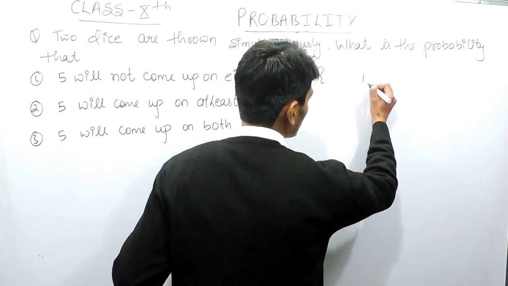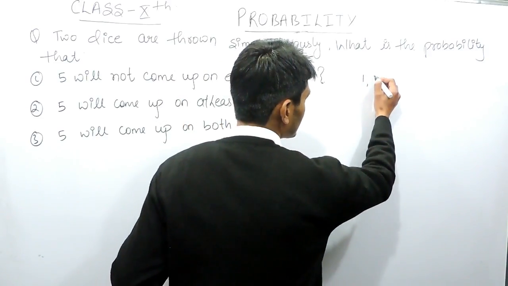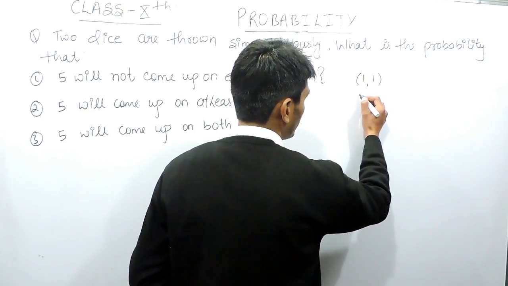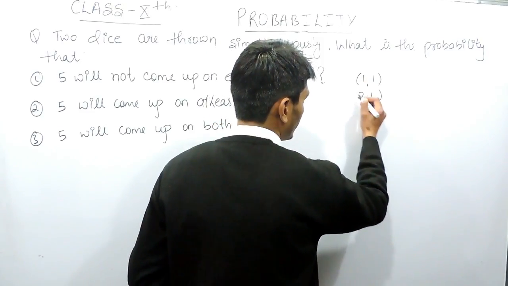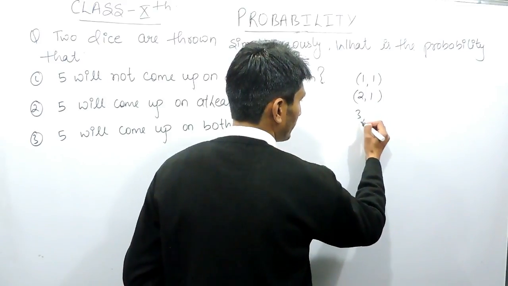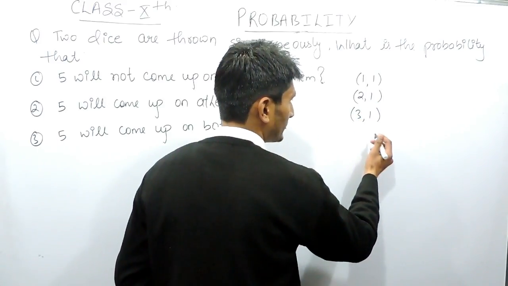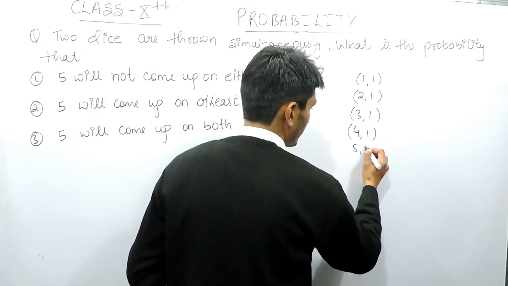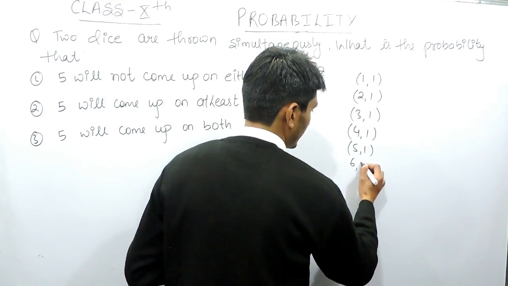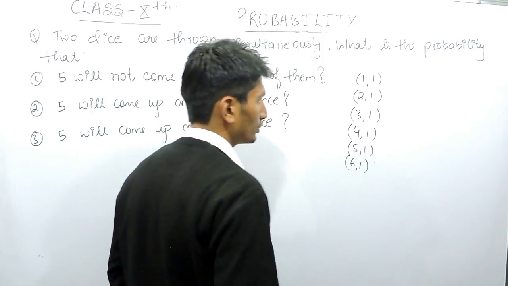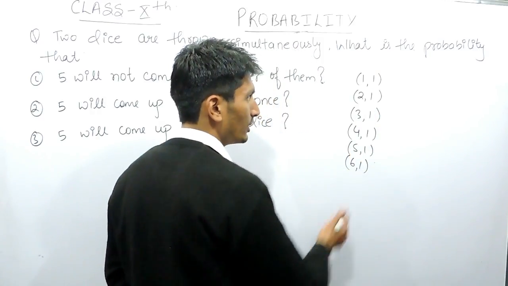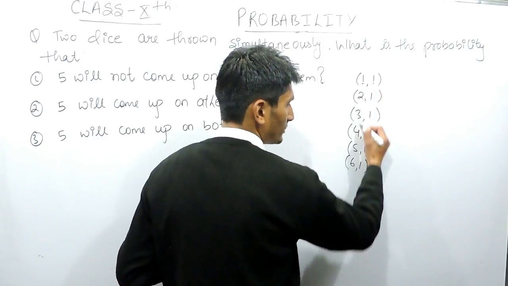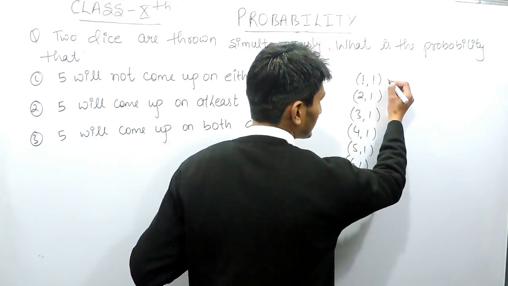In the first die, 1 might come, and in the second die, 1 will also come. Then 2 and 1. In the first, 3 might come, and in the second, 1 might come. Then 4 and 1, 5 and 1, 6 and 1. So these are the first 6 possibilities, where in the second die 1 will come, and so on.